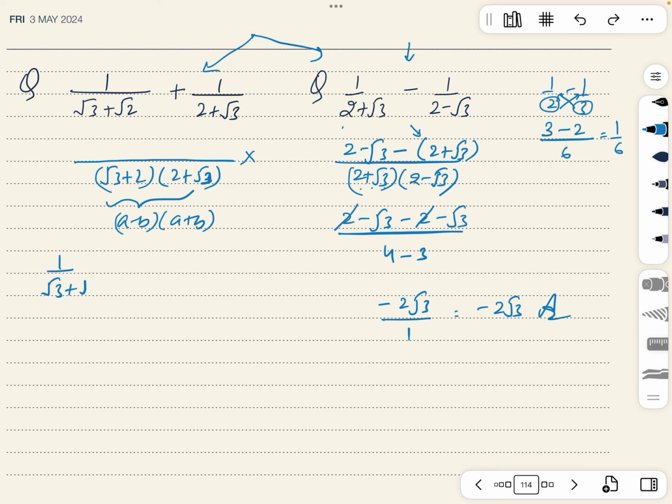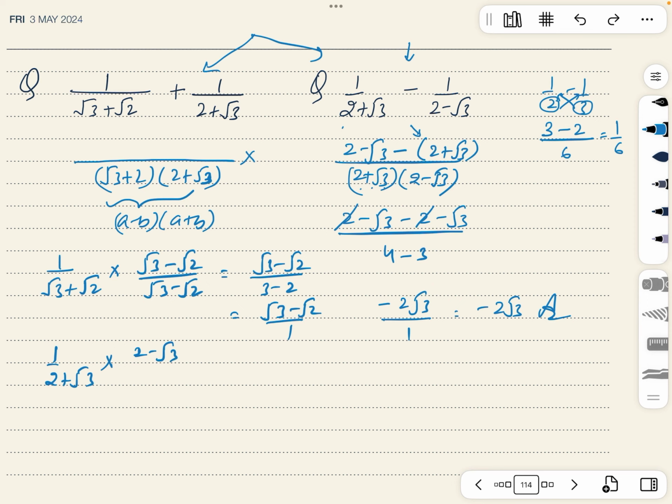rationalize the first fraction, that will be root 3 minus root 2 on the top divided by 3 minus 2 in the bottom, which will be root 3 minus root 2 over 1. Then we have 1 upon 2 plus root 3. Again, rationalize. 2 minus root 3 over 2 minus root 3. That will be 2 minus root 3 upon a square 4 minus b square 3, because root 3 square is 3. So this will be 2 minus root 3.